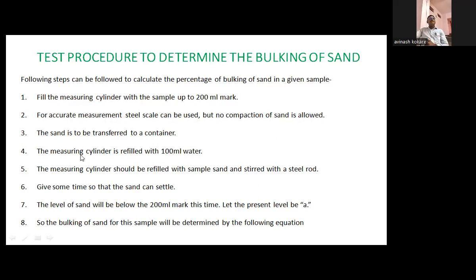Then in the fourth step, the measuring cylinder is refilled with 100 ml water. So initially we add the 200 ml sand into the cylinder, then we take that sand into a container, and then again we fill the water into that measuring cylinder. After that, in step number 5, the measuring cylinder should be refilled with the sample sand and stirred with a steel rod.